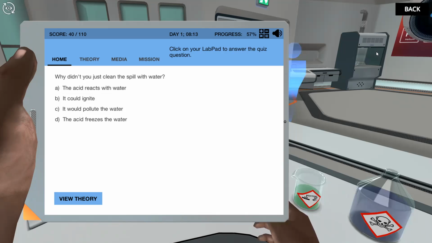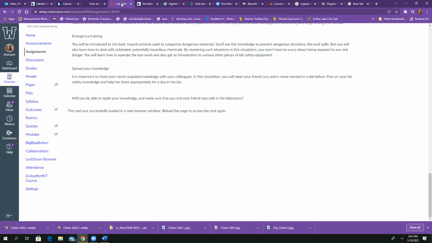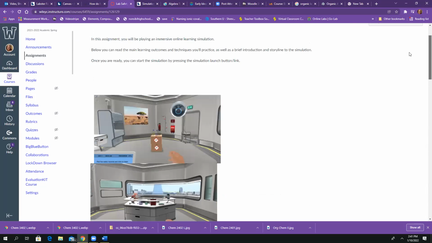But I'm not going to go through the whole lab, but I just wanted you to see that it is like playing a little game, pretty much, you know, like a computer game. Anyway, so when you're doing that, you are doing the labs along with the lecture.